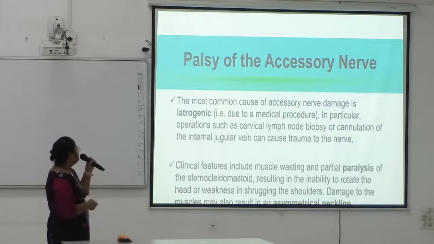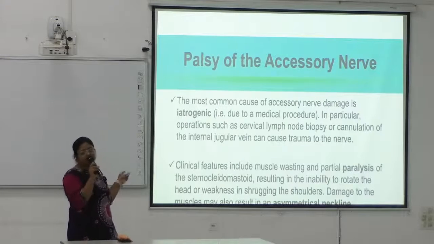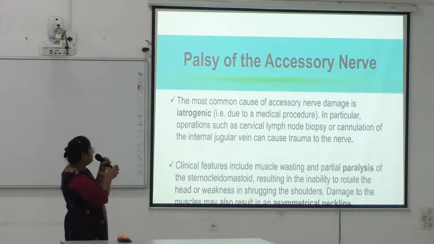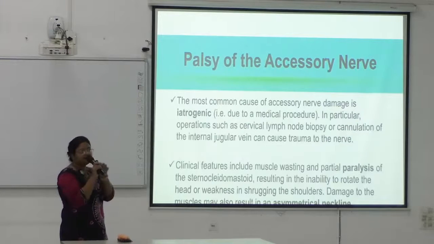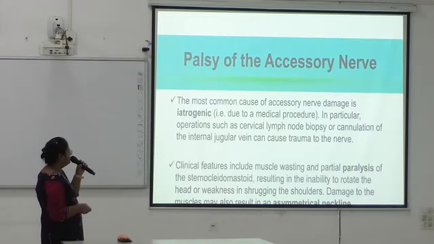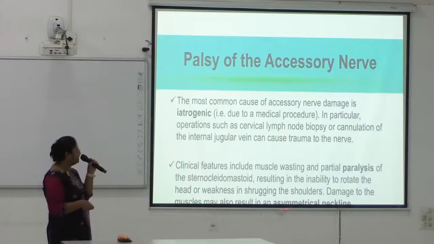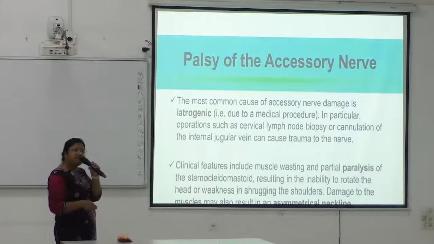Okay, and when these lymph nodes enlarge, during biopsy there is a high chance of injury to the nerve, and also during cannulation of the internal jugular vein to measure the pressure directly in the right atrium. Injury causes drooping or loss of shrugging of the shoulders, and damage to the muscles may also result in an asymmetrical neckline.